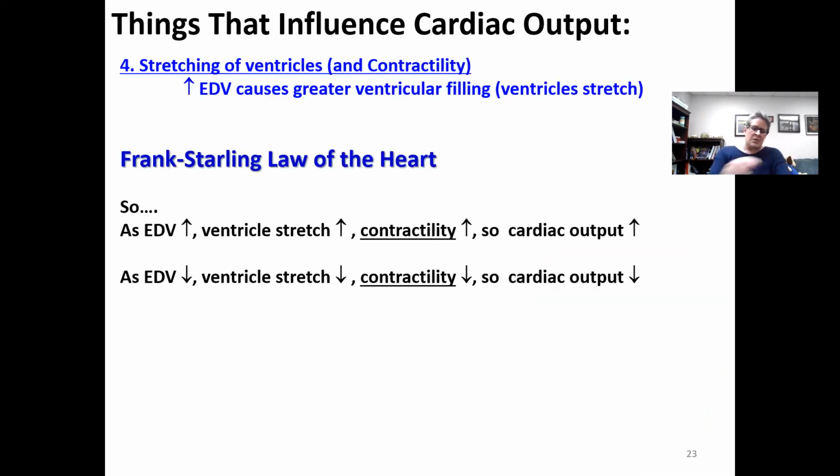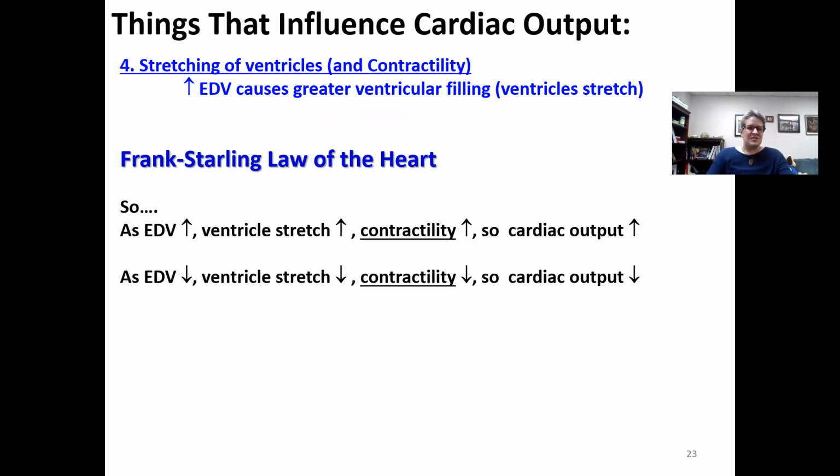Okay, moving on. Now we're done with end diastolic volume. Let's talk about stretching of the heart. If more blood returns to the heart as venous return, the ventricles will fill more. Well, muscles have this strange thing that the more you stretch them, when they contract, the harder they contract. And so the more blood that fills the ventricles, it's going to stretch those ventricles, and when they contract, they're going to contract stronger.